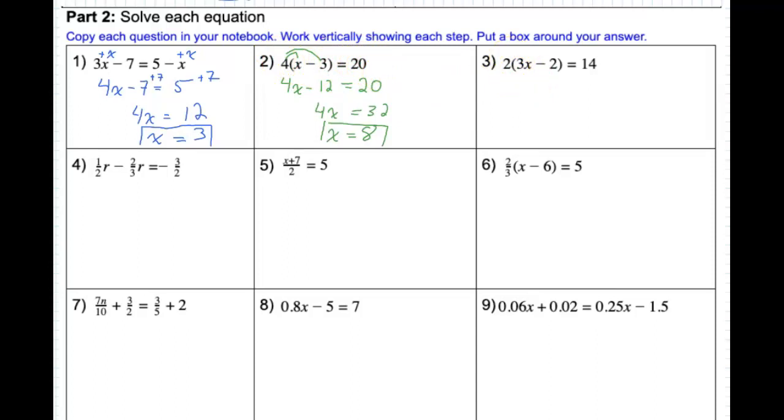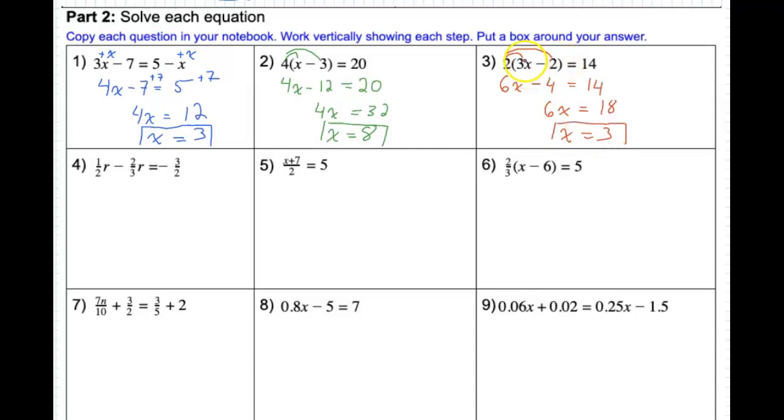Okay, let me switch colors again. Let's go red. So again, distributive property here, multiplying. So I got 6x minus 4 equals 14. Again, trying to isolate x. So if I get 6x isolated, that's a step closer. I'm going to undo the subtracting by adding to both sides. So 6x is equal to 18. Again, a nice number. So undoing the multiplication by dividing by 6. So x is 3. Should check that.